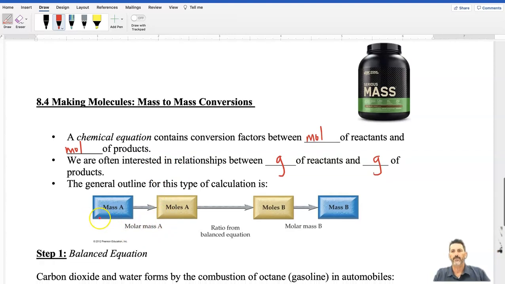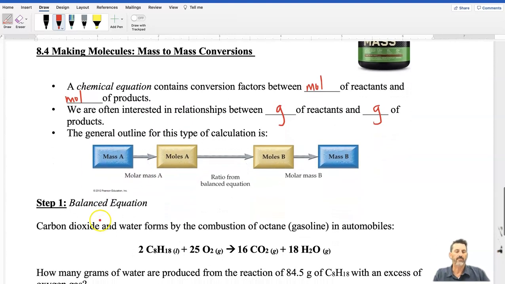So, because our recipe is in moles, we're going to have to convert to moles first. So we're going to take the mass of our starting point and we are going to convert it to the number of moles. The reason why we're going to convert to moles is because our recipe, our balanced equation, is in moles. So we need to convert to that first, and then once we have an answer, we're going to convert it back to grams.